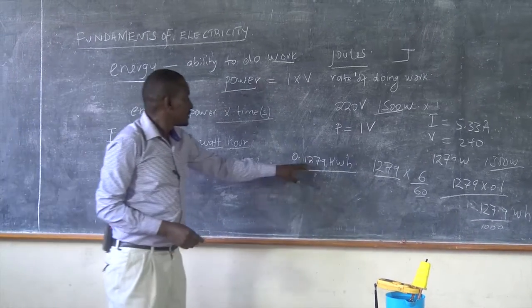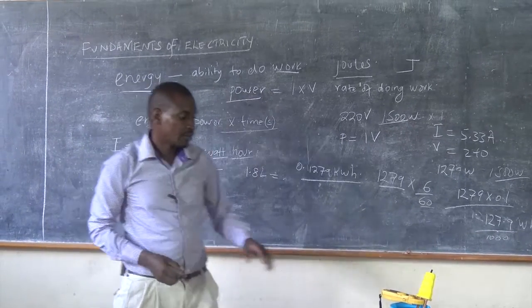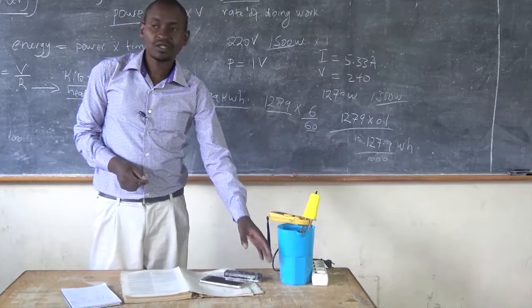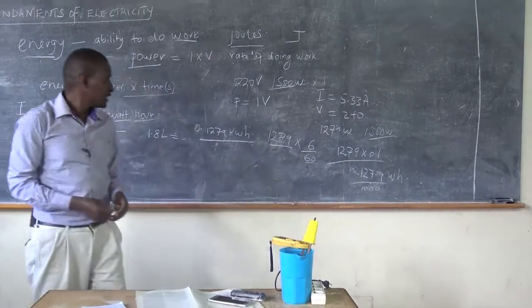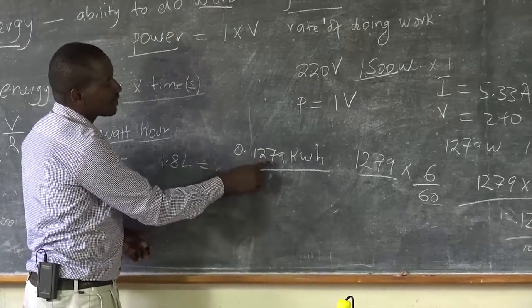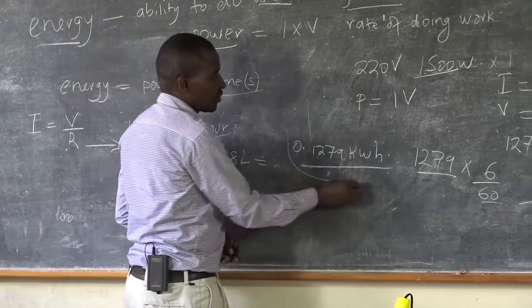So this is the amount of energy that will be charged for boiling this 1.8 liters from 20 degrees to 100 degrees. It means that we have used 0.1279 kilowatt hour. So this is what will be charged.